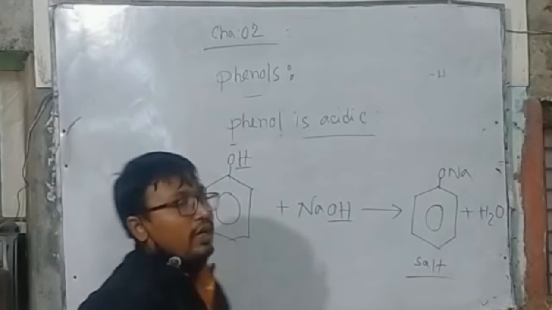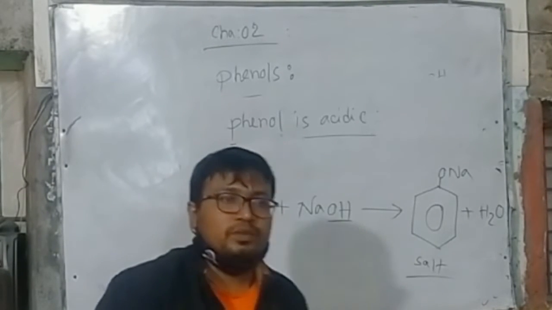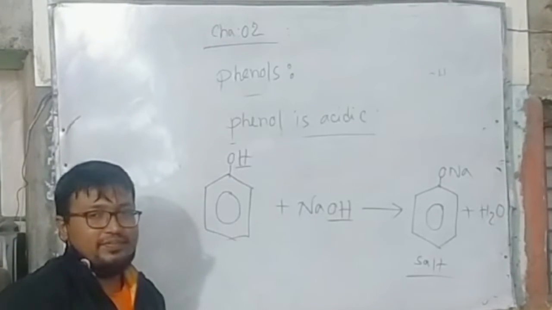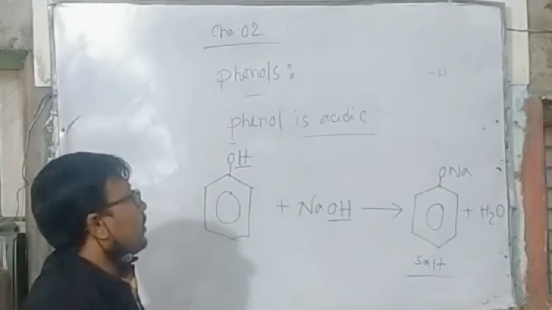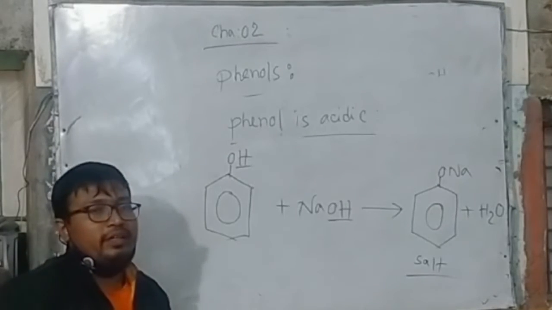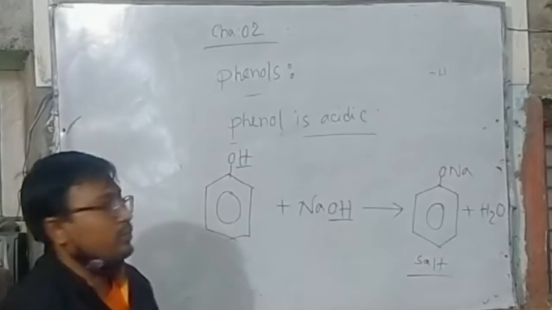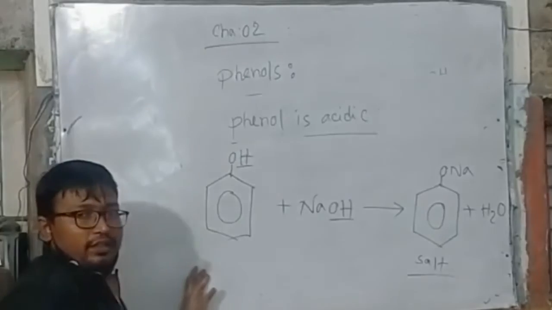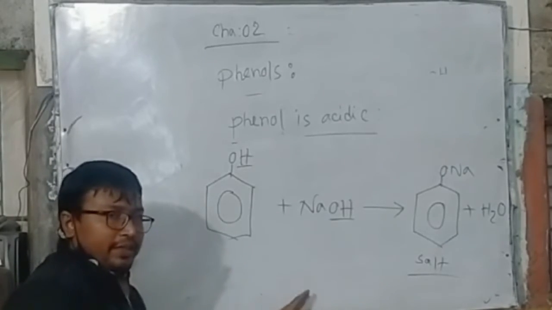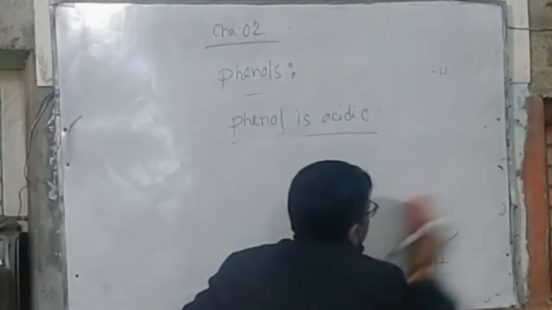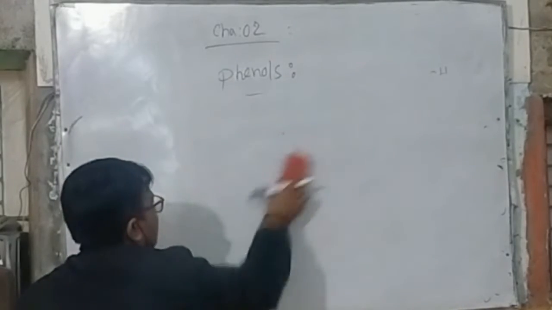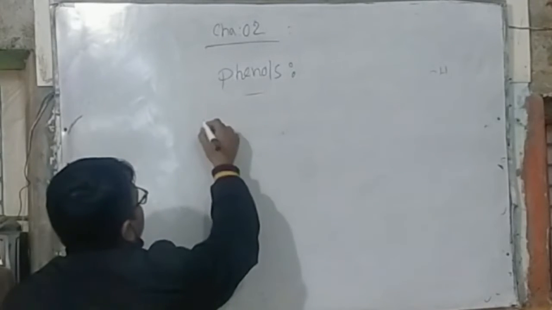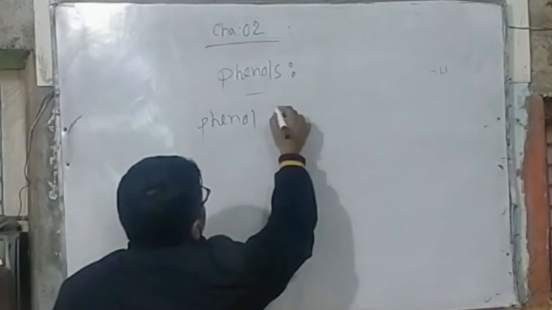Now we will learn how phenol to benzene and benzene to phenol can be made. We can prepare phenol to benzene and benzene to phenol, the interconversion between them. Have you written? You may write now phenol to benzene.